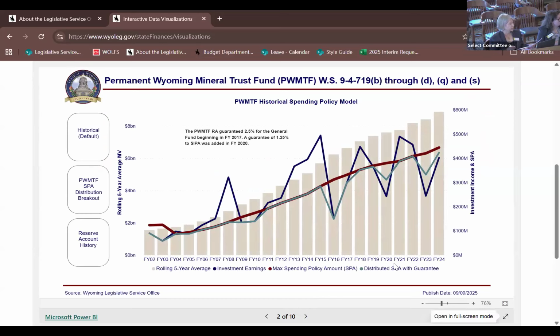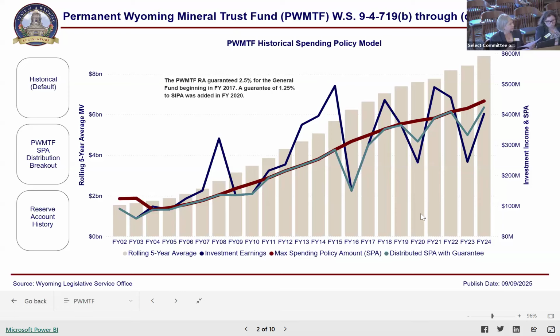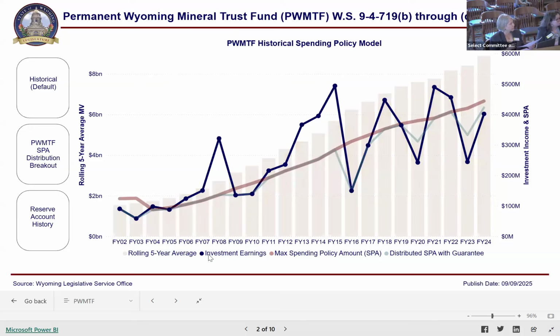And this first slide, you could consider a picture of our spending policy model since inception. While the memo goes over this narratively, this is a picture of it. If you see that dark blue line that is very up and down, mountainous, I guess, that is the investment earnings, and you can see how very volatile it is. That was very likely the inspiration that policymakers and appropriators had for establishing a mechanism to smooth out the amount that's available for annual spending.